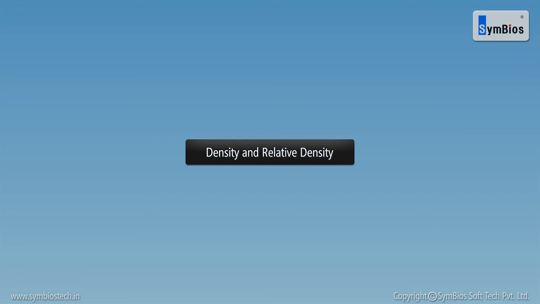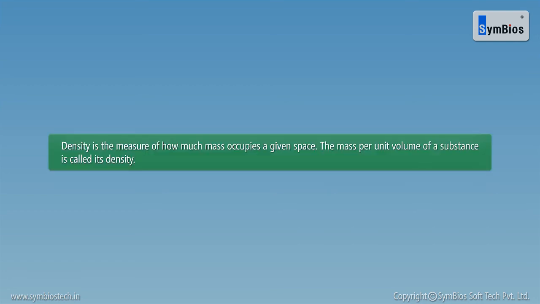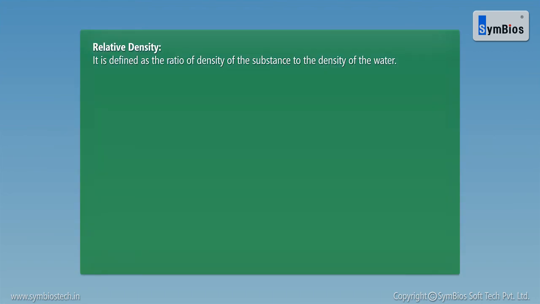Density and relative density. Density is the measure of how much mass occupies a given space. The mass per unit volume of a substance is called its density. Relative density is defined as the ratio of the density of the substance to the density of water. That is, relative density of the substance is equal to density of the substance divided by density of water.